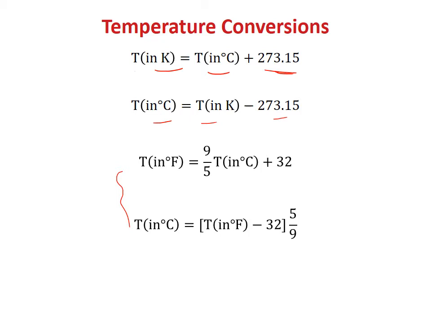Now Fahrenheit and Celsius are quite different, because they have different size and different 0. So Fahrenheit can be calculated by 9 divided by 5 times Celsius plus 32, or Celsius can be calculated by Fahrenheit minus 32 and then times 5 divided by 9.